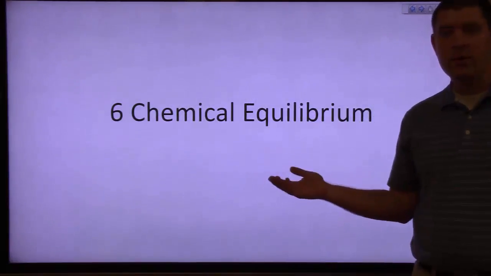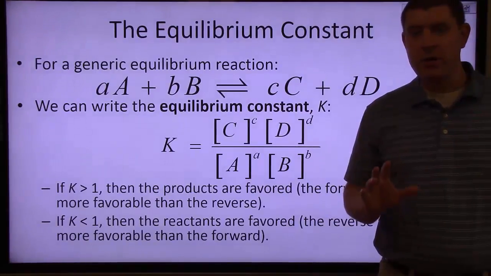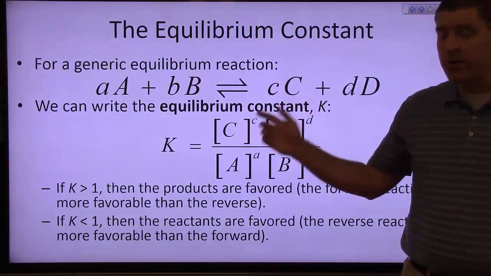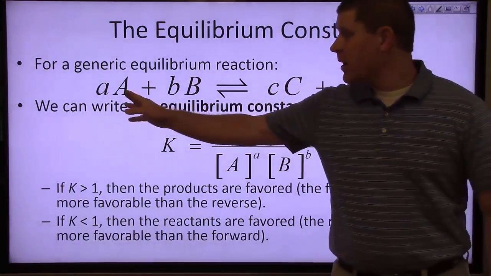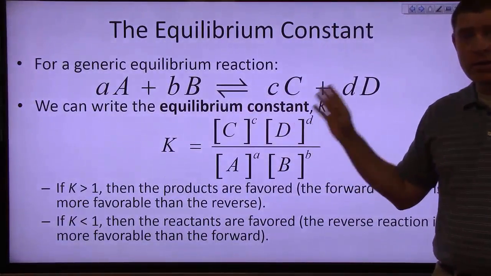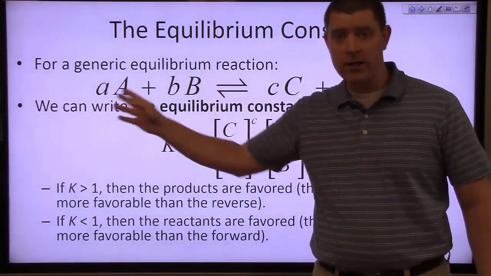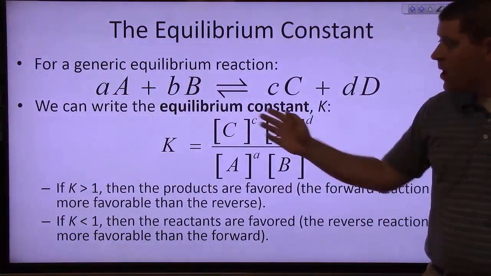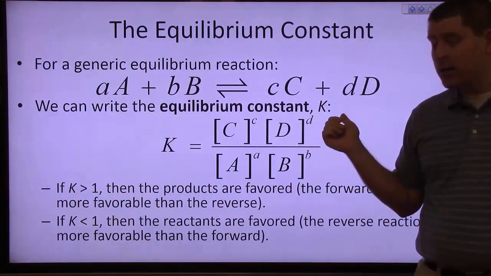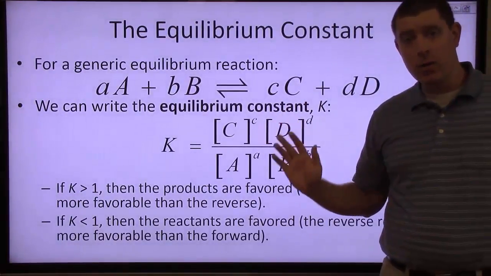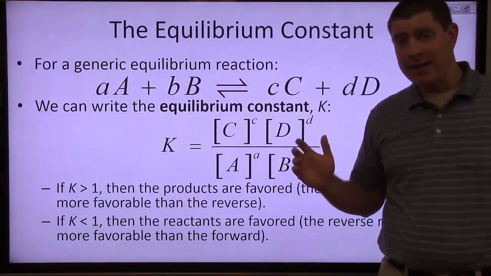Welcome to Chemical Equilibrium. So let's start out by talking about the equilibrium constant. Now, for a generic equilibrium reaction, which we're going to write this way, where we have A plus B going to C plus D, and then of course we've got our coefficients that we're going to label with a lowercase a, b, lowercase c, and d. We can then write our equilibrium constant, capital K. Remember, capital K is an equilibrium constant, lowercase k denotes a rate constant.